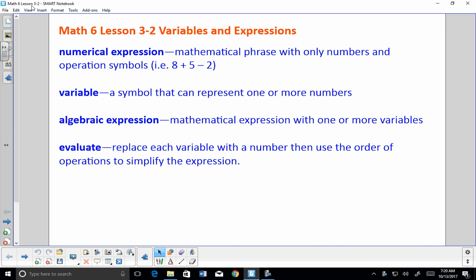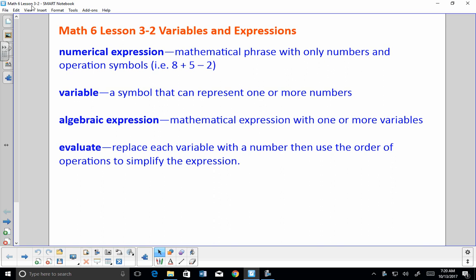Much like English, if you do not have a subject and a verb, it's just a phrase. If I said "around the corner," that would be a phrase in English. It doesn't have a subject and it doesn't have a verb, so it's not a complete sentence. In mathematics, if we have a phrase, it's called an expression.